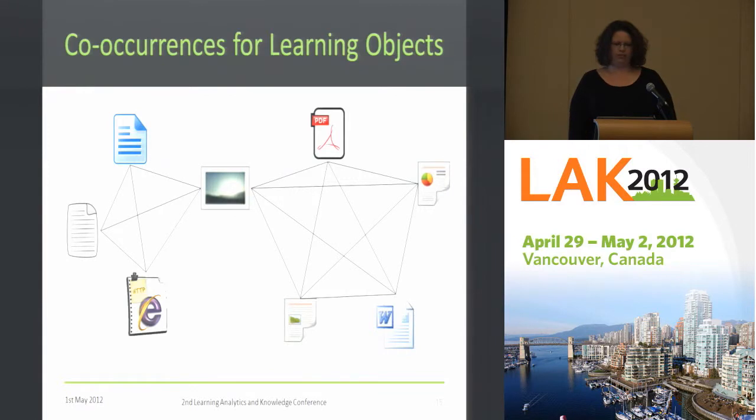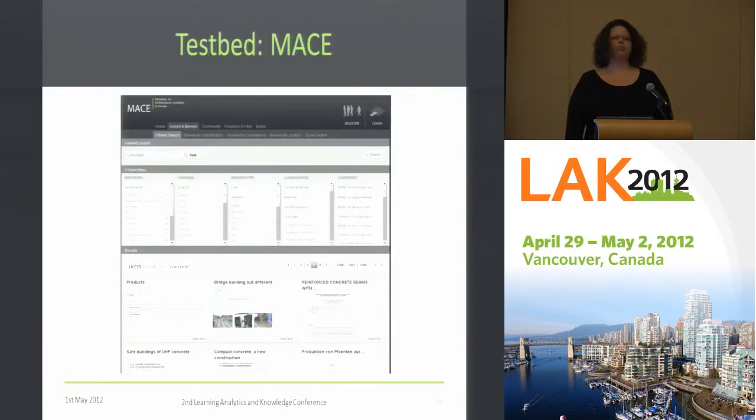So in this way, you can create a graph of the learning objects as we did before with the words. And we calculated higher order co-occurrences of the documents and tested if they are semantically homogeneous. So we did this for two data sets.